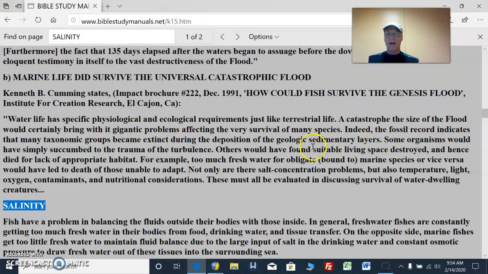layers. Some organisms would have simply succumbed to the trauma of the turbulence. Others would have found suitable living space destroyed and hence died for lack of appropriate habitat. For example, too much fresh water for obligate marine species, or vice versa, would have led to death of those unable to adapt. Not only are there salt concentration problems, but also temperature, light, oxygen, contaminants, and nutritional considerations. These must all be evaluated in discussing survival of water-dwelling creatures. So we work into salinity.